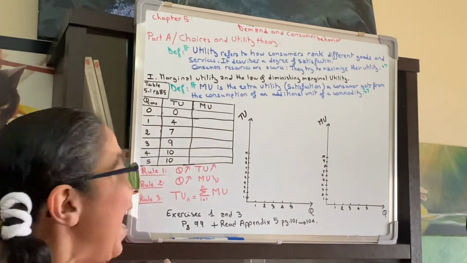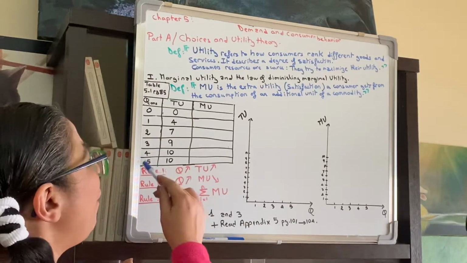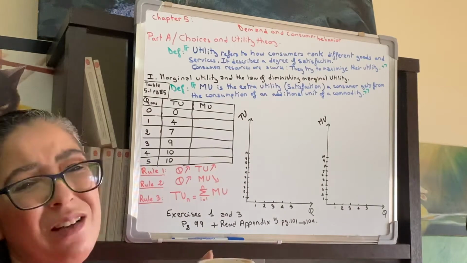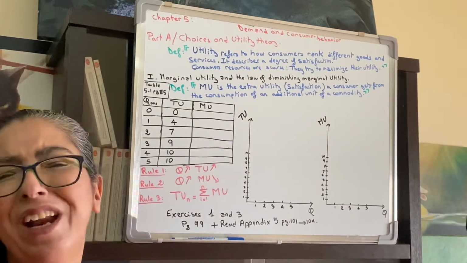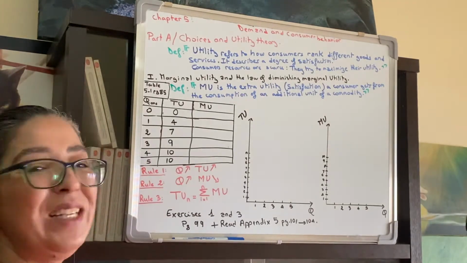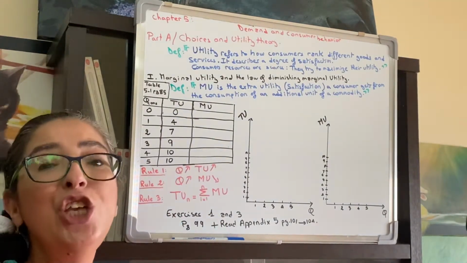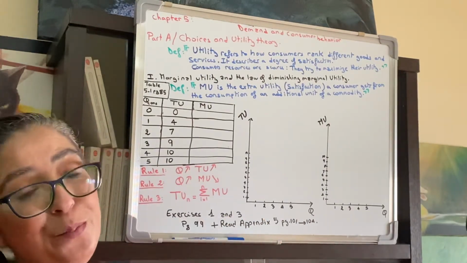But hey, I'm kind of fed up of drinking coffee, okay? So the same. It doesn't really increase because I'm fed up of coffee. Okay? I drank too much already. So that's the total utility. It's the total satisfaction you get out of consuming a certain amount of the good. Okay?